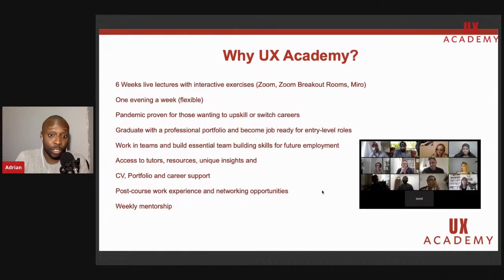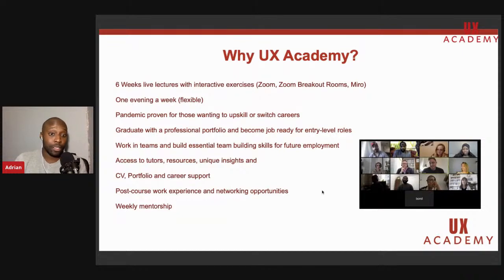You're going to graduate with a professional portfolio, and you're automatically eligible to apply for at least entry-level jobs. That could be a junior product designer, a UX designer, or a visual designer. Those are some of the skills that you will learn on the course. You have the opportunity to work in teams and build essential team-building skills for future employment. Employers do want to see your ability to fit in a team, because you will have to work in a cross-functional team as a product designer. UX Academy will give you those skill sets.